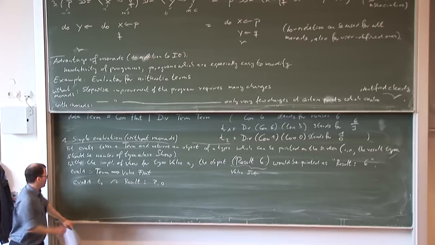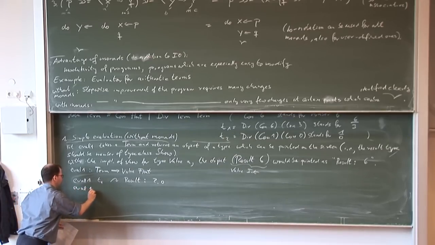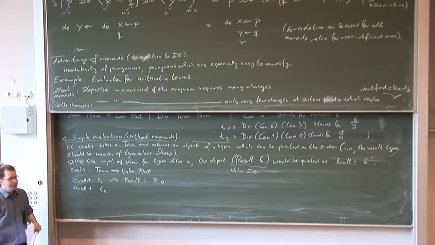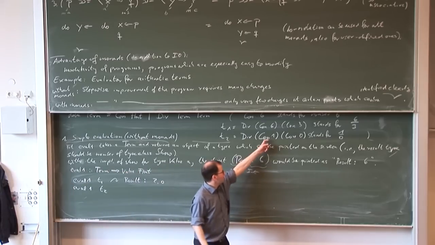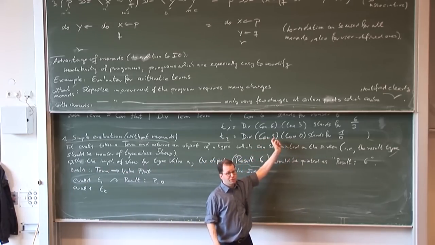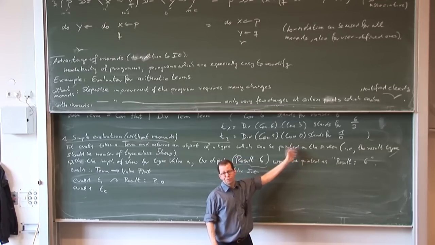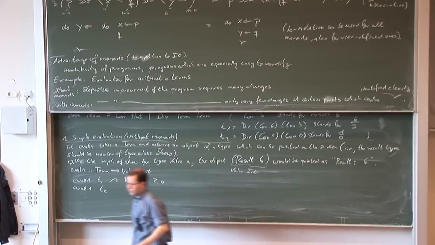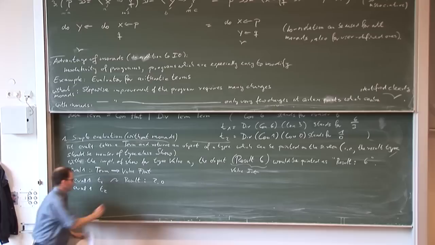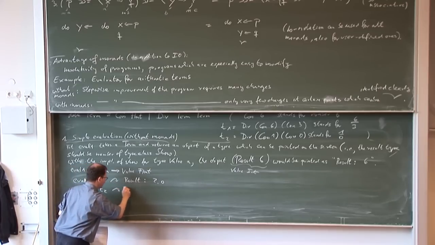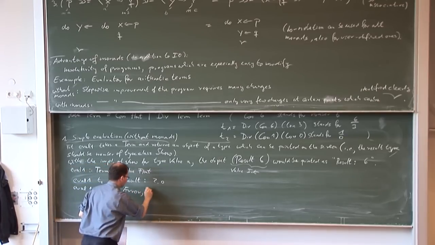But what would happen if we do eval1 of T2? Okay, now it would first evaluate con1 and con0, which gives us result 1 and result 0. And then it would try to divide 1 by 0, and then we would get a program error because you cannot divide by 0. So this gives us an error because of division by 0.